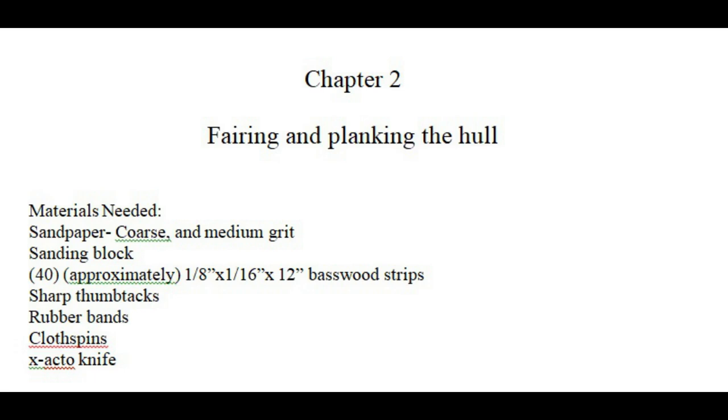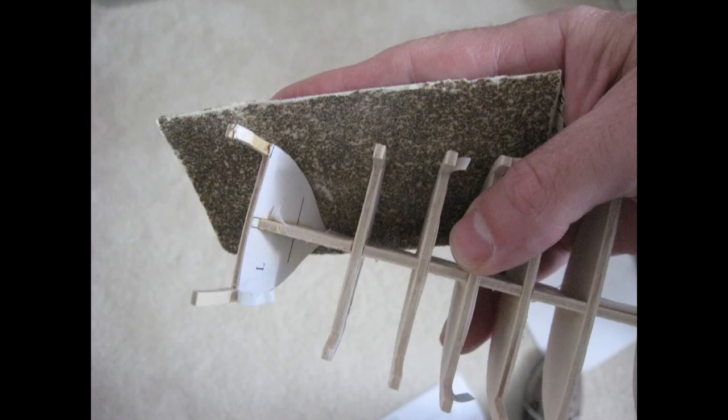Fairing a hull is the process in which the bulkheads are sanded and shaped in order to assure the subsequent layer of planking has a smooth surface to rest on each bulkhead. It's really the process in which the shape and contour of the hull truly comes alive.